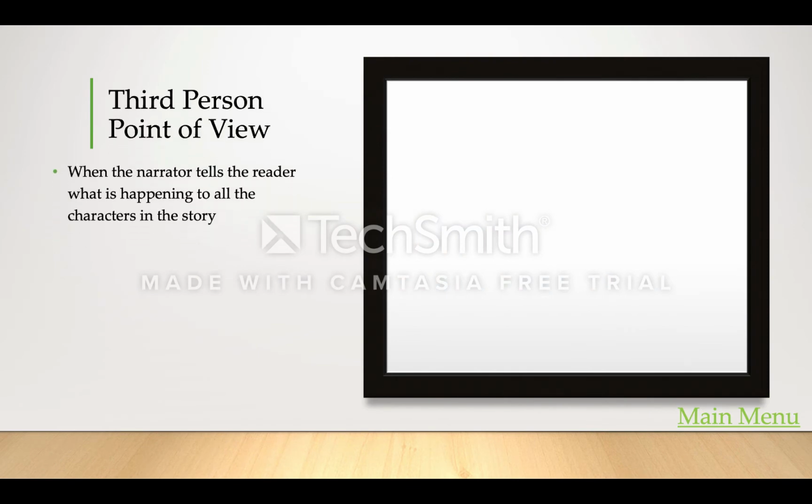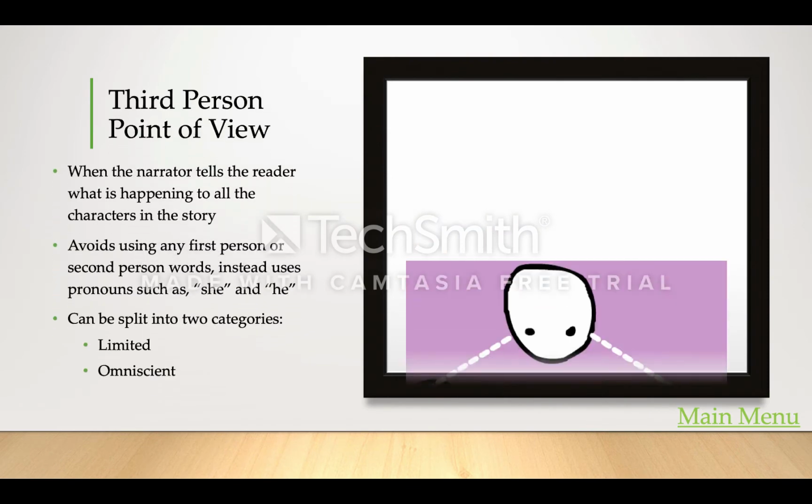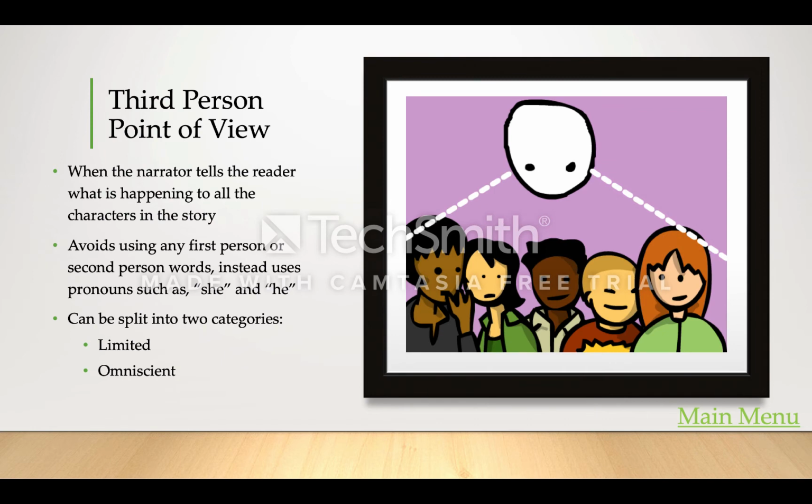Moving on to third person point of view. This is for when the narrator is telling the story. It's completely unbiased, and it's mainly just saying what's going on, using words such as she, he, they, them, and using proper nouns such as names. Now, it can also be split into two categories. You have limited and omniscient.